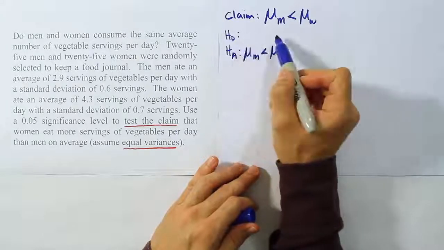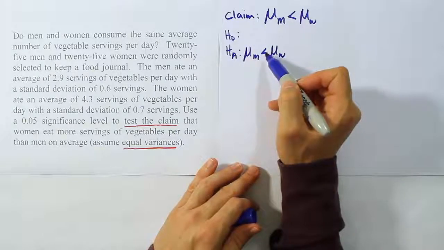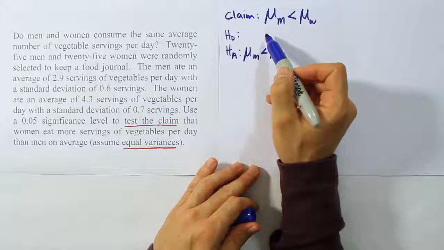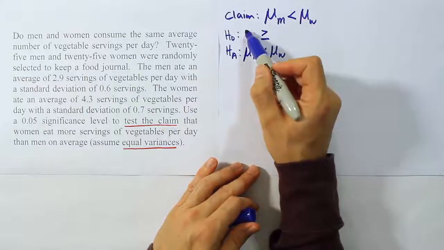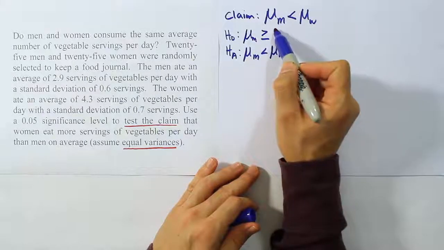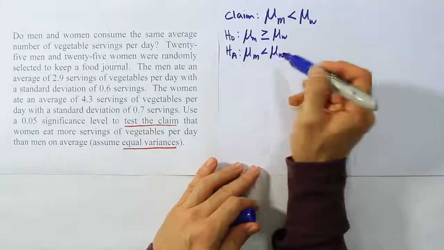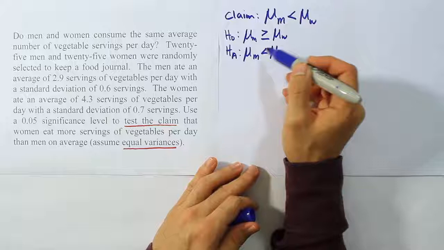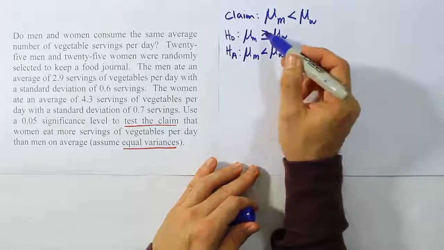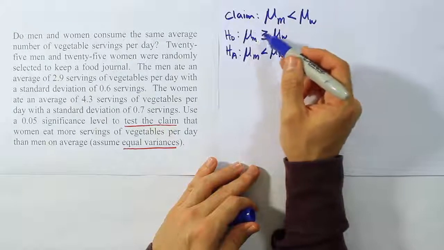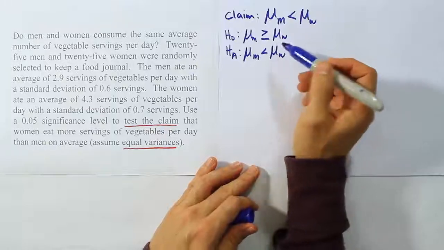And then we're going to look at HO. Now, HO has to express the opposite idea, so in this case it would be greater than or equal to between the two means. Not the alternative idea, because the alternative idea is here, but the opposite idea of this alternative hypothesis is greater than or equal to. In other words, men eat more or the same amount of vegetables as women per day.